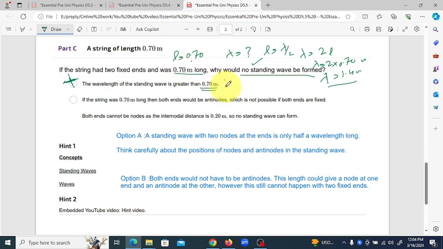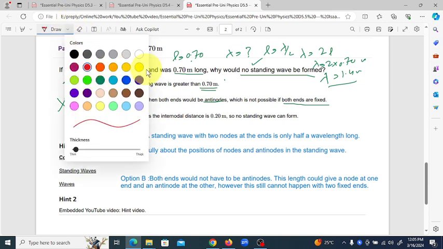So this option is wrong, because in this case we have no stationary wave. Another option says if the string was 0.70 meter long, then both ends would be antinode, which is not possible if both ends are fixed. This option is also not correct, because if the string has fixed ends, we have nodes at the ends, and the string length must be 0.70.